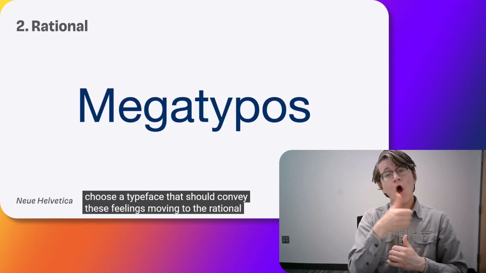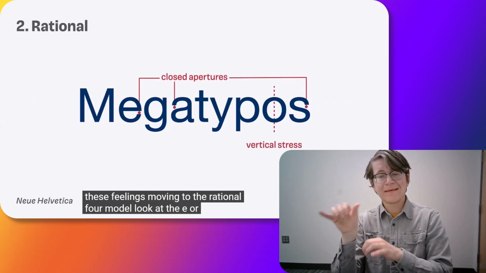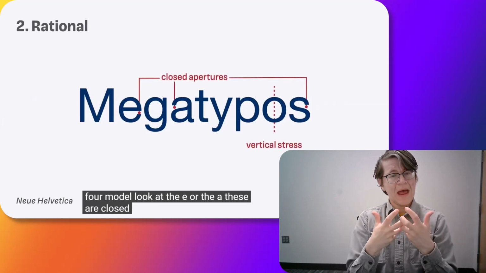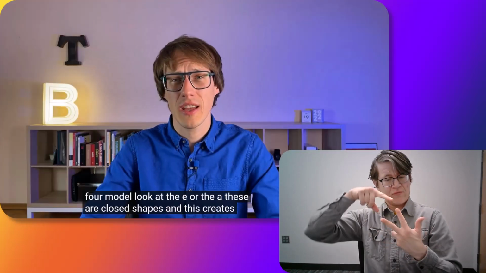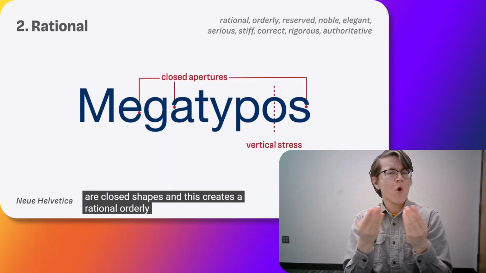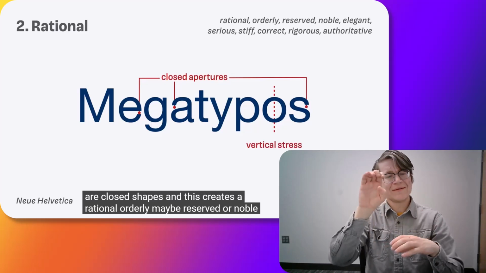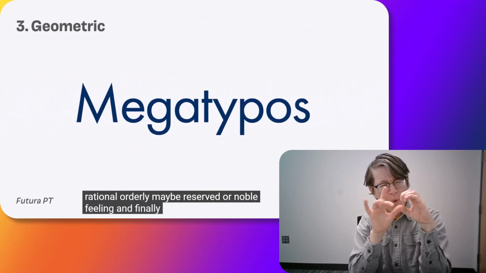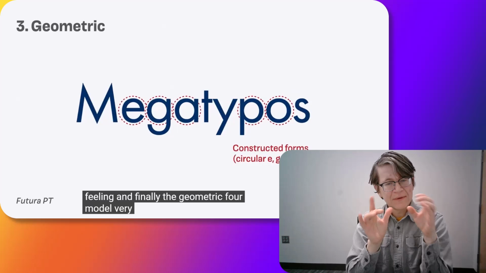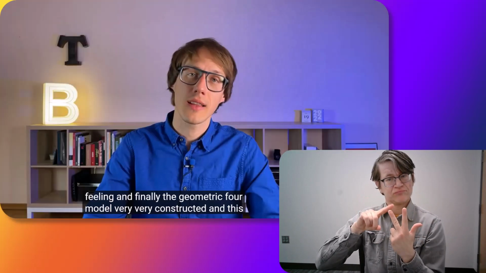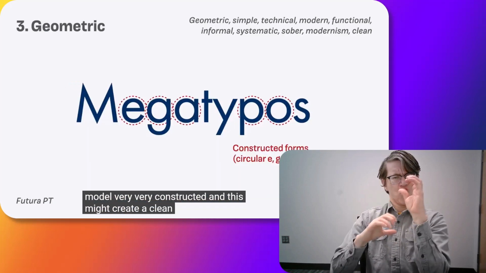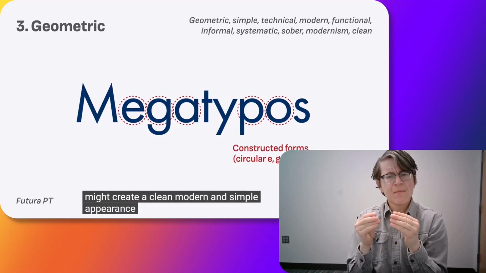Moving to the rational form model, look at the E or the A. These are closed shapes, and this creates a rational, orderly, maybe reserved or noble feeling. And finally, the geometric form model, very, very constructed. And this might create a clean, modern and simple appearance.